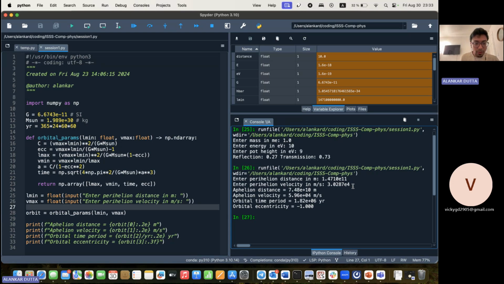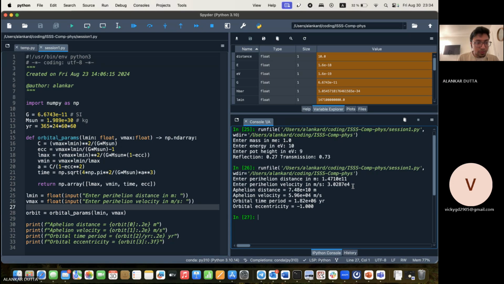So let's see. I think we are off by some points. So let's see where we have gone wrong in here. This is in meters per second. The aphelion velocity is okay. Time period is not right, should be a year. And eccentricity is also not coming out to be right.